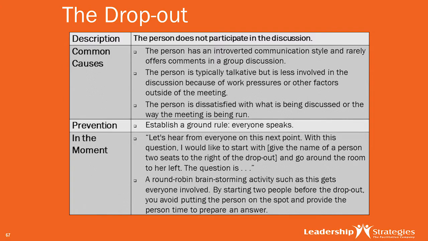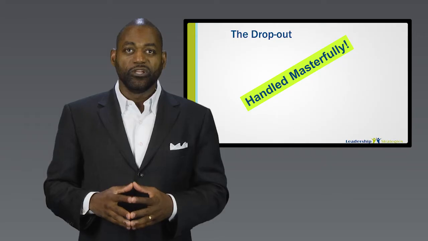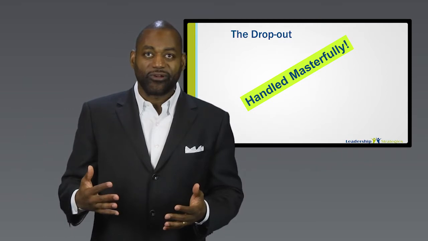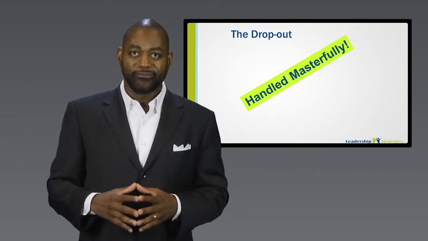The question is, see, by starting two people before the dropout, it doesn't look like you're picking on the person, and the person can see it coming and prepare an answer. After the moment, you'll want to discuss the issue privately with the person to ensure that there's not an additional problem. So let's try this same scenario again, showing how this situation would be handled masterfully.